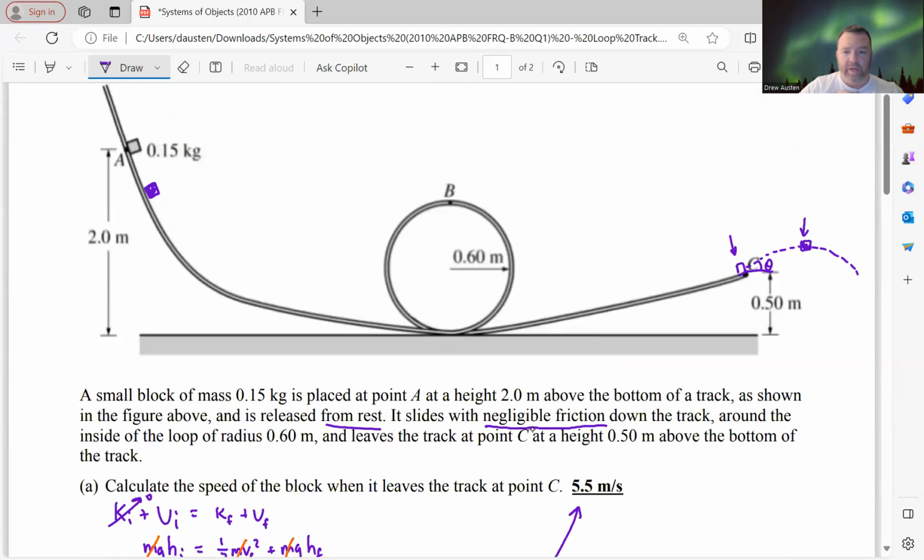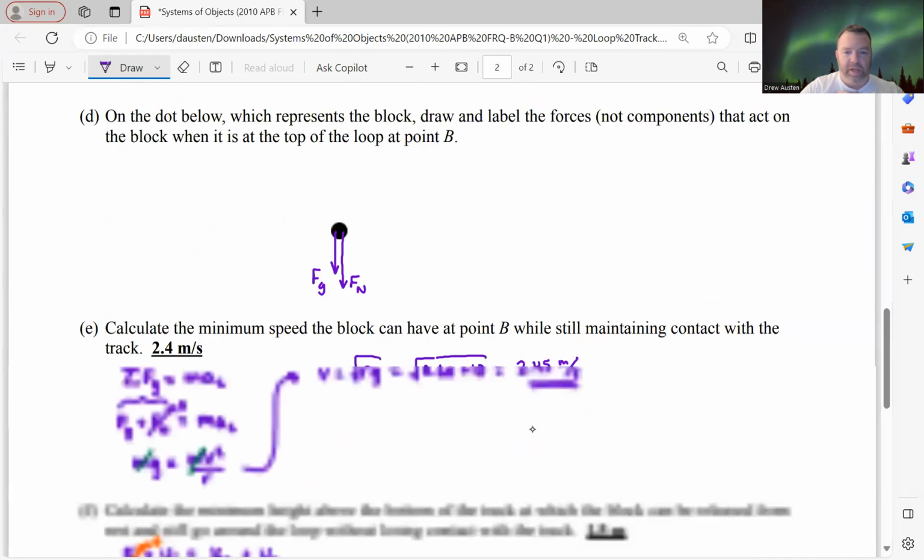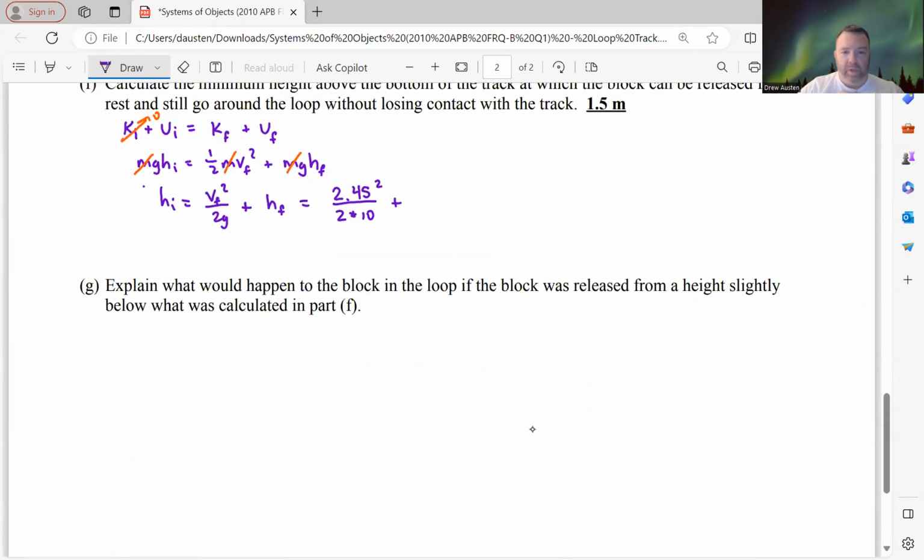And since the loop has a radius of 0.60 meters, the diameter of this loop is going to be 1.2 meters, which is the height at that point. So plus 1.2. And if you plug in just this part right here, you get about 0.3 meters. So 0.3 plus 1.2, you get about 1.5 meters.